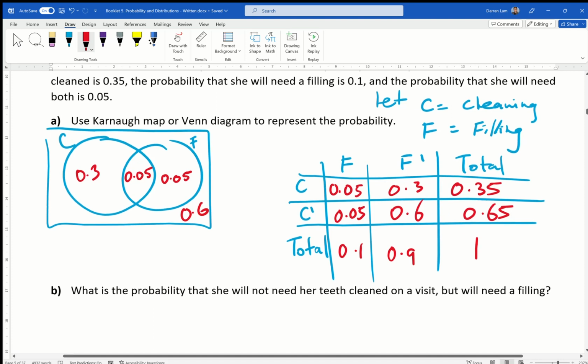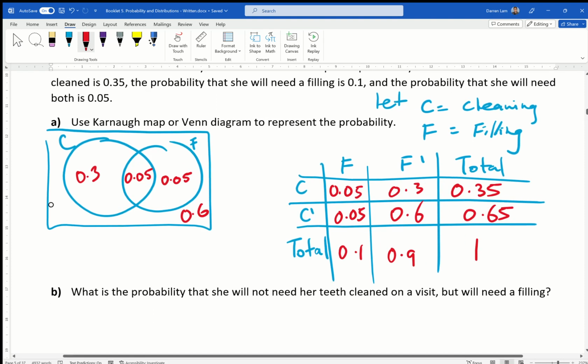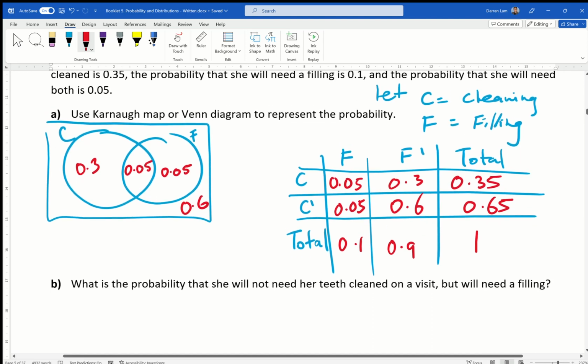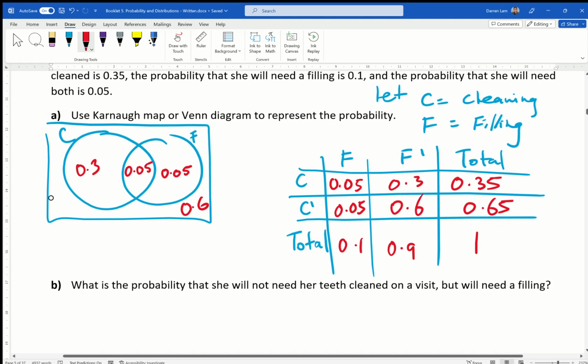What is the probability that she will not need her teeth cleaned on a visit but will need a filling? In other words, and this is where the notation comes in super important. If you just give me a number and it's wrong, you're out. There is no marks associated with it. If you give me the proper notation so you know what you're looking for and your calculation is wrong, you can still get marks. Okay?